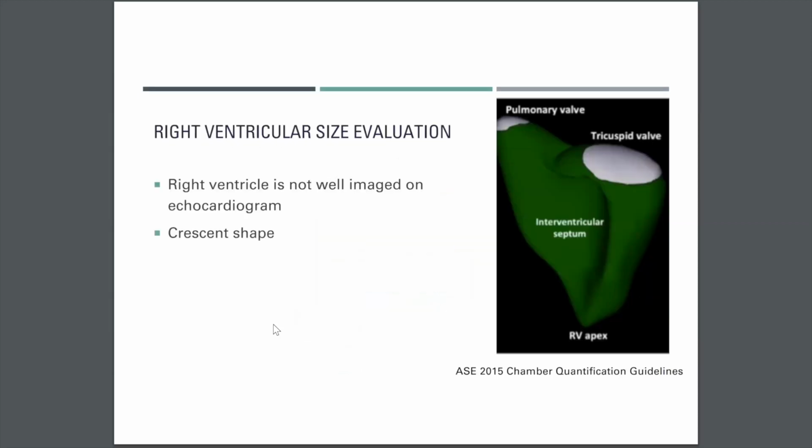Okay. So once we finish grading the LV, then we move on to the RV. The RV is a little bit of a more difficult structure on echocardiogram, because the RV is not a round shape, and it's difficult to evaluate because it's a crescent shape. So depending on the cut of the echo, you can over or underestimate RV size. So it's not really well imaged on echocardiogram.